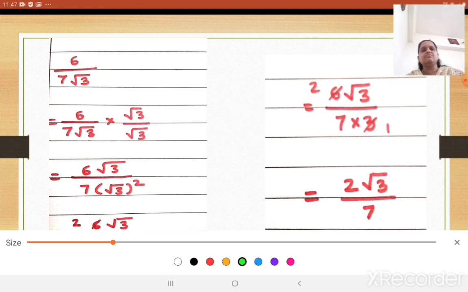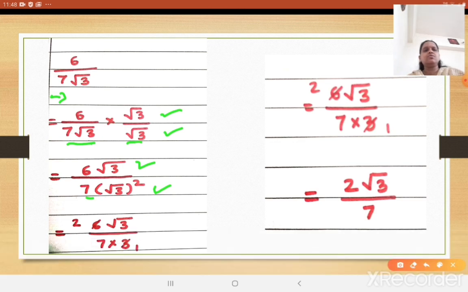Yes, as we did in the previous sum, multiply numerator and denominator by root 3. If you want, you can write that step over here. Multiplying numerator and denominator by root 3, 6 into root 3 is 6 root 3, and 7 root 3 into root 3: 7 remains as it is, and root 3 square is nothing but 3. But we can reduce here because numerator 6 is given and denominator 3. So 3 ones are 3, 3 twos are 6.